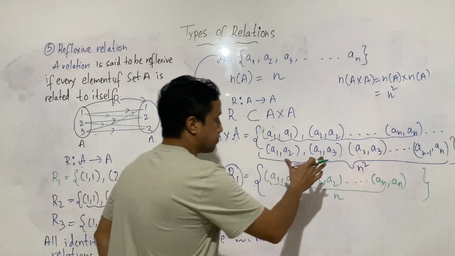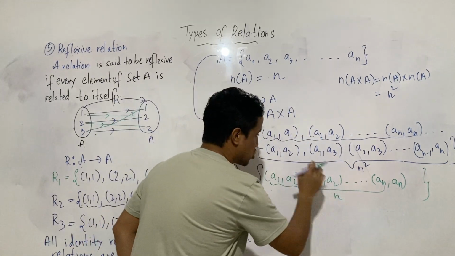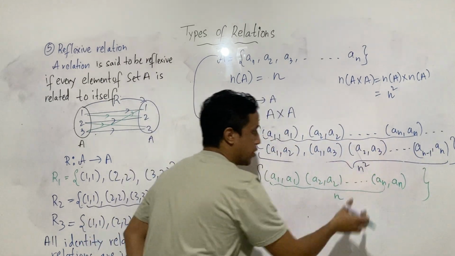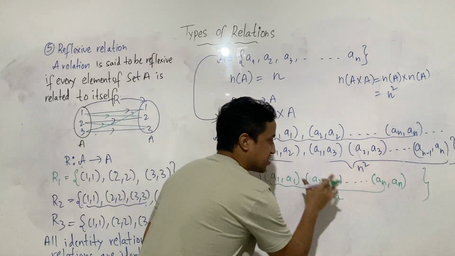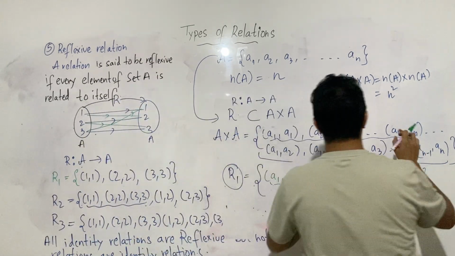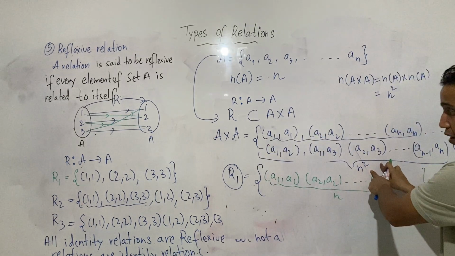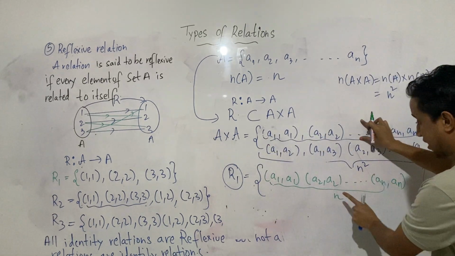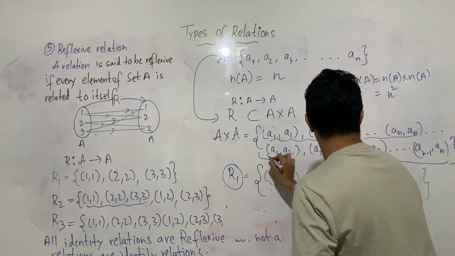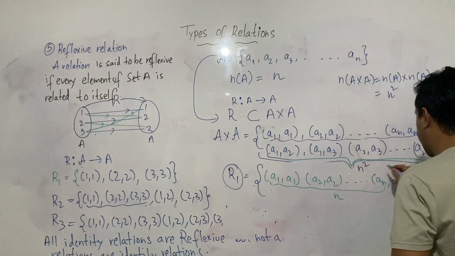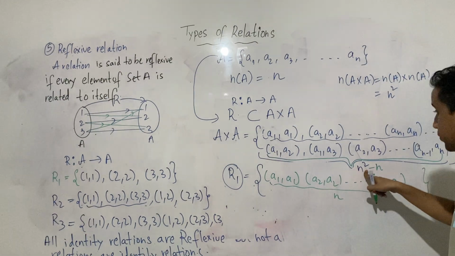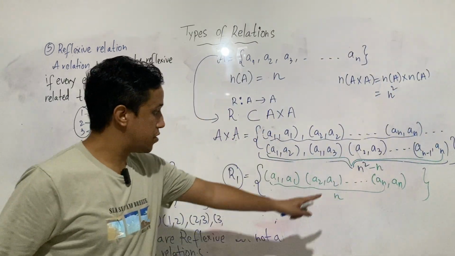Because n is here, how many elements decide that this thing is going to be reflexive? It's going to be n square. Now see here, total n square elements. N came here, so how many are left? This is going to be n square minus n, because the total was n square.